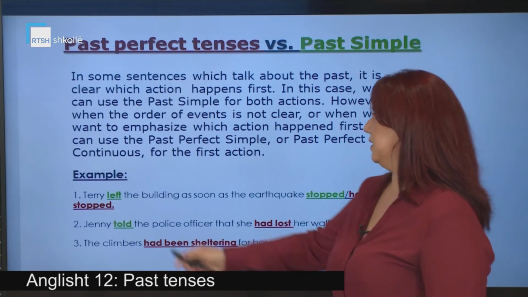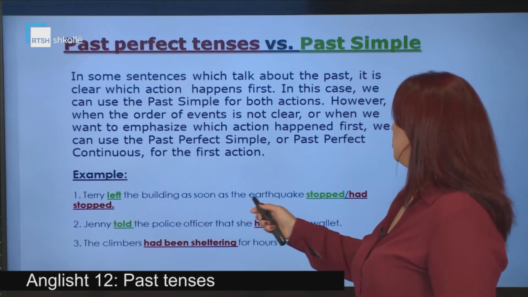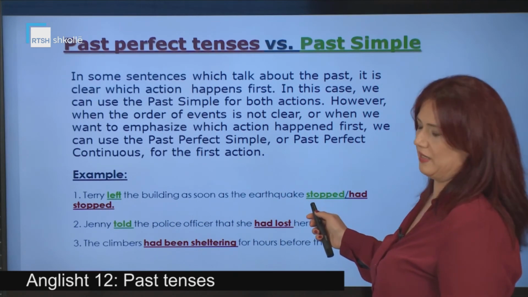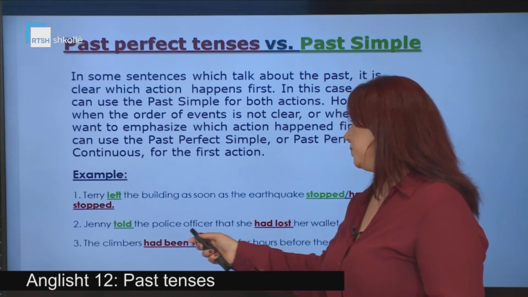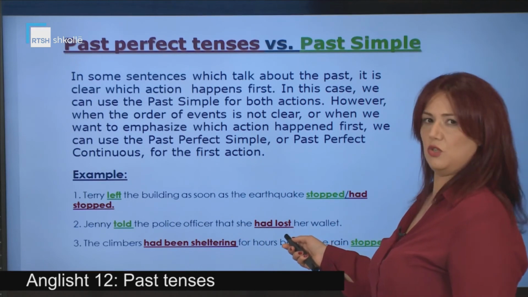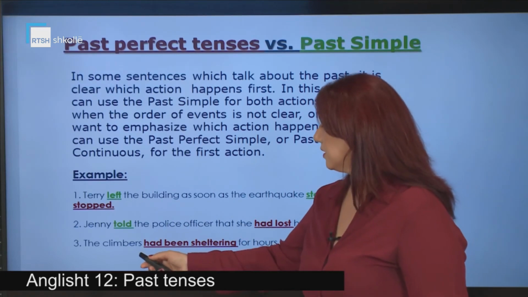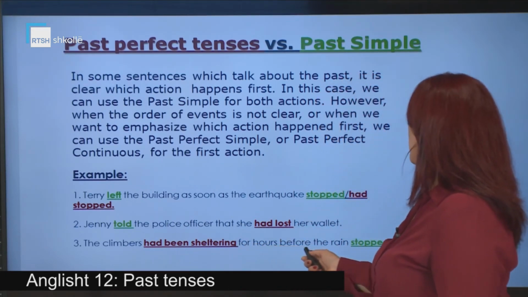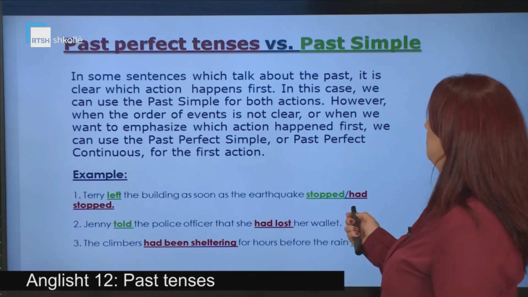For example, Terry left the building as soon as the earthquake stopped or had stopped. Jenny told the police officer that she had lost her wallet. Or the climbers had been sheltering for hours before the rain stopped.